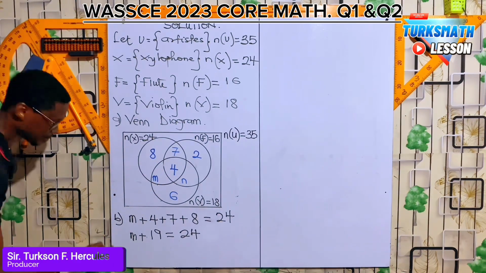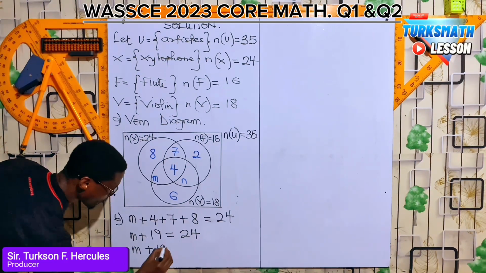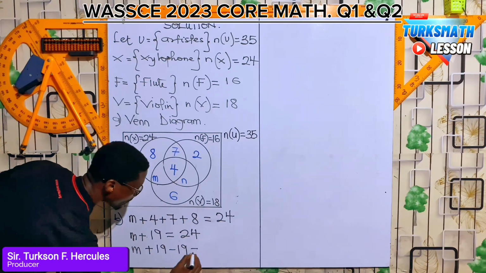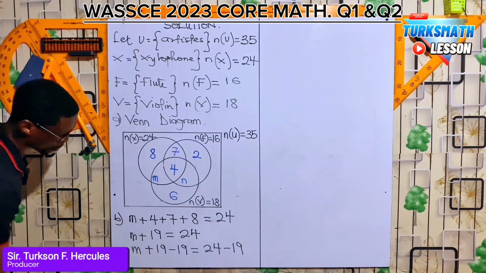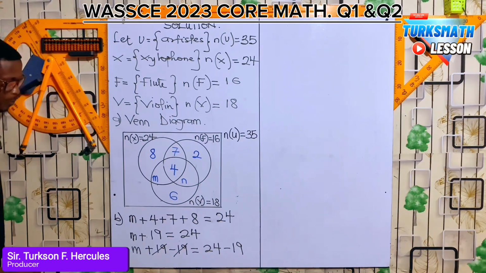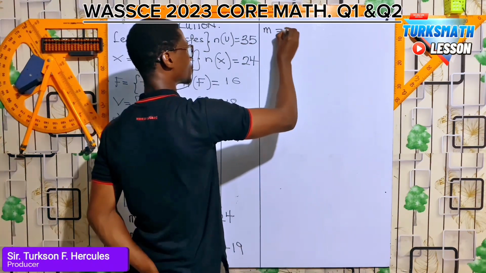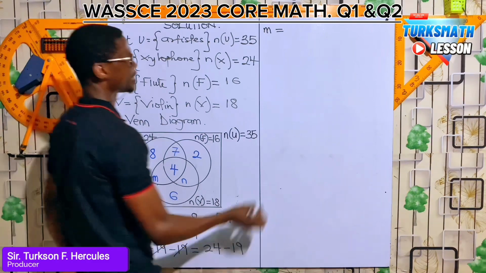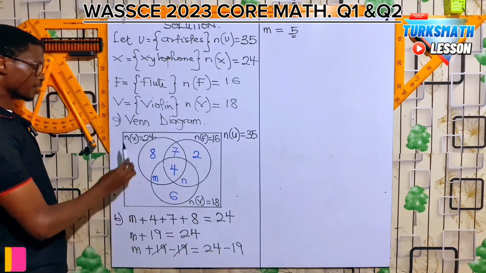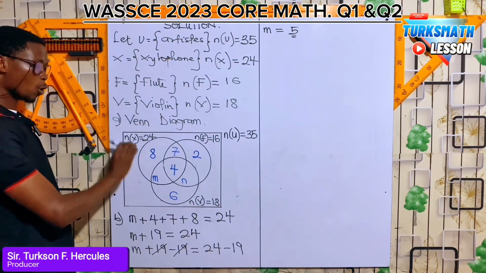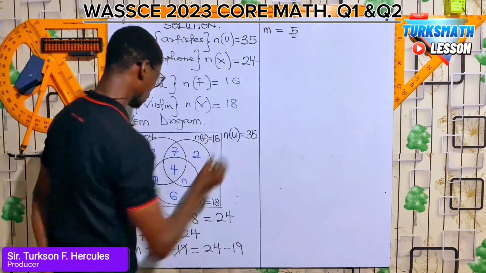Let's group terms here. Minus 19. So for only xylophone and flute, here for only xylophone and flute is 5. So M here is equal to 5.